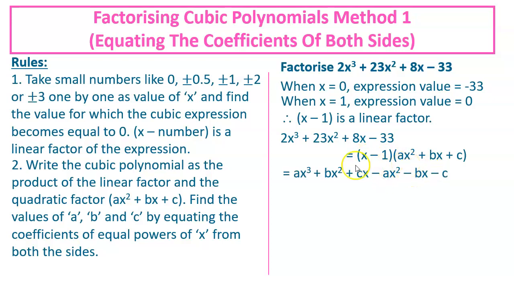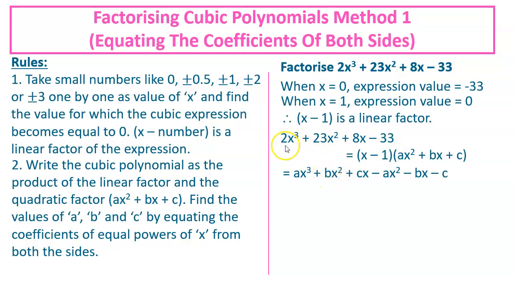x times ax squared will give us ax cubed. x times bx gives us plus bx squared. x times c gives us plus cx. Negative 1 times ax squared is negative ax squared. Negative 1 times bx is negative bx, and negative 1 times c is negative c. Now we have to equate the coefficients of different powers of x from both the sides.